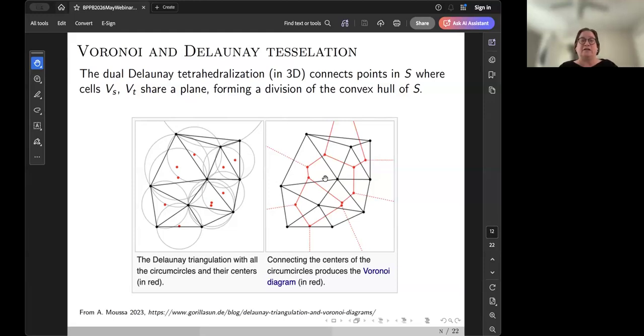If I start with a Delaunay triangulation, I can find its dual Voronoi tessellation, and if I start with the Voronoi, I can find the dual Delaunay.